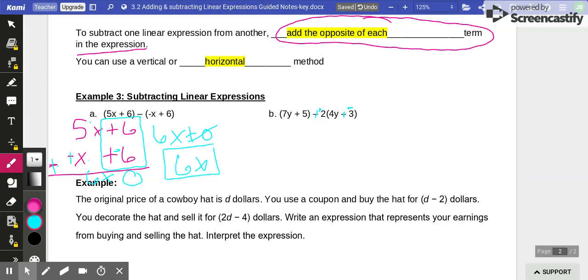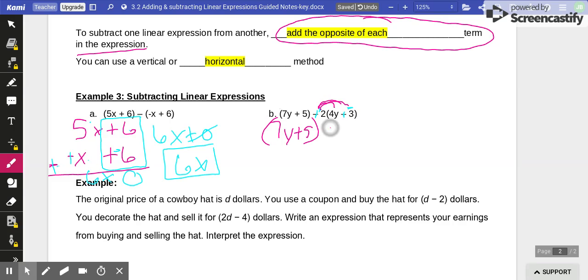So now I have to distribute like we did in our last question in example 2. So I am going to distribute this negative 2 to the 4y and to the negative 3. So my first expression, 7y plus 5, stays the same. Then I'm going to add. I have negative 2 times 4y is negative 8y. Plus, I have negative 2 times negative 3, which would be a positive 6.